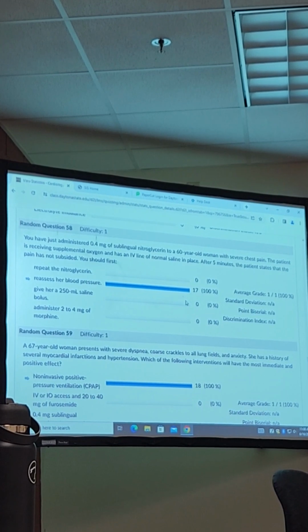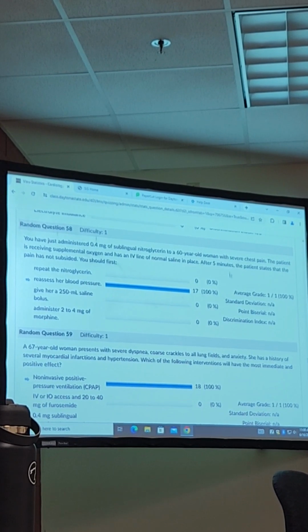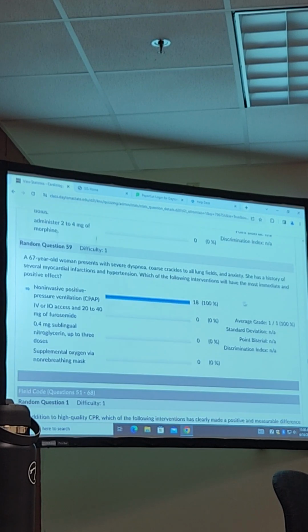Just gave 0.4 sublingual nitro to a 6-year-old with chest pain after 5 minutes. Pain has not subsided. You should first assess her BP. 67-year-old with shortness of breath, crackles, anxiety, history of several heart attacks, hypertension, which would have the most immediate effect? CPAP.